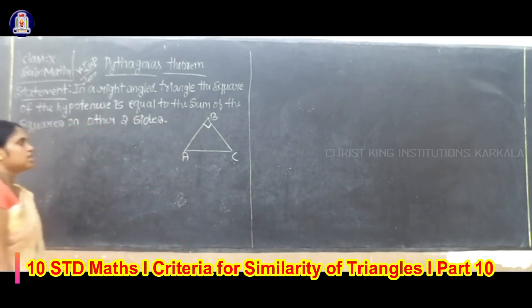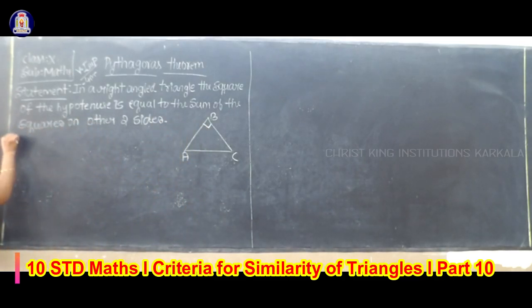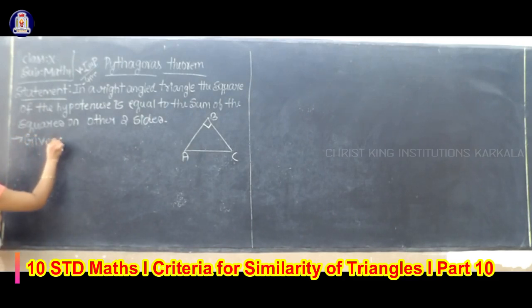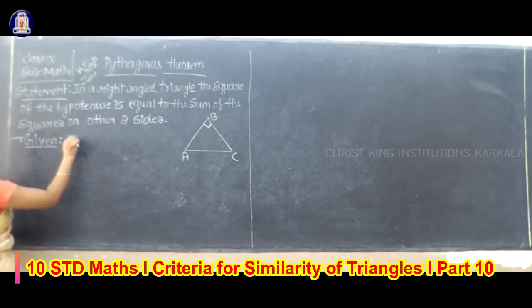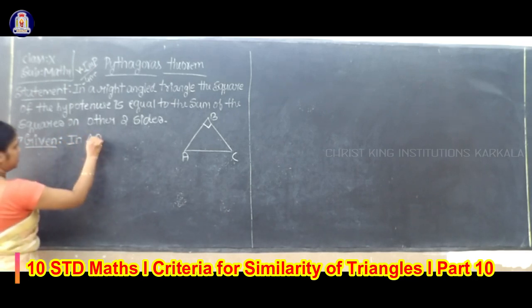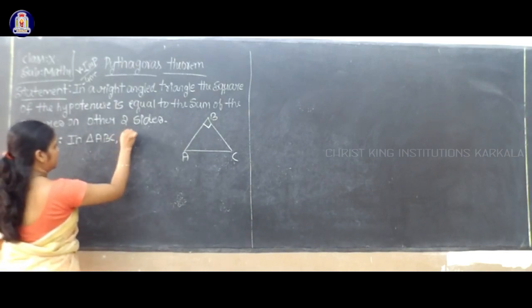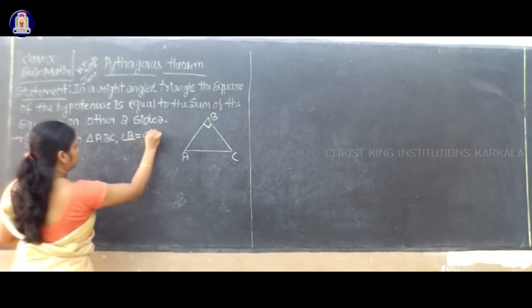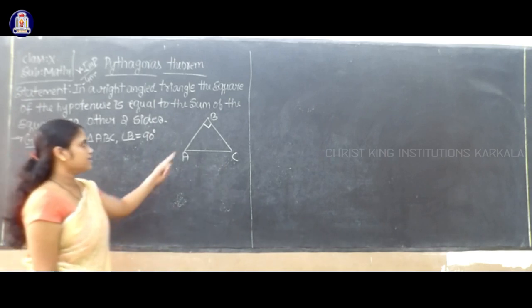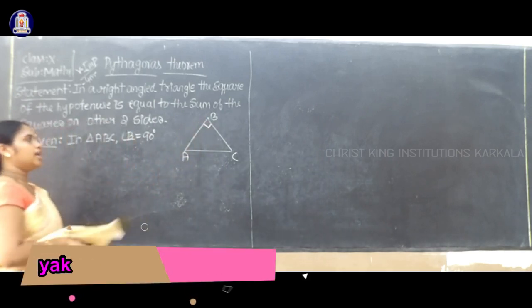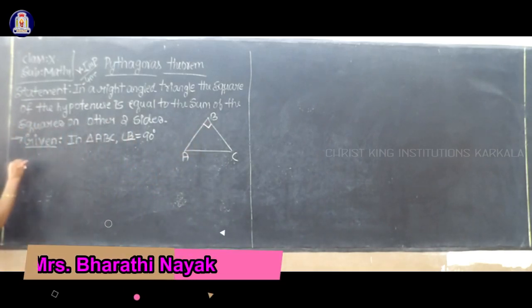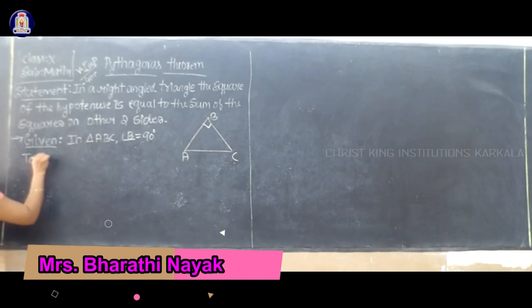First I will write given. In triangle ABC, angle B is equal to 90 degree. So this angle B is equal to 90 degree. Next, to prove. Second step, to prove.